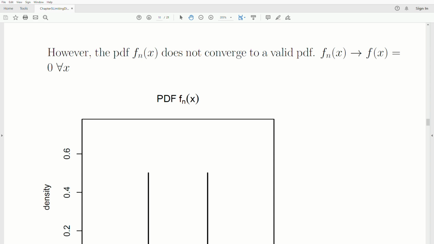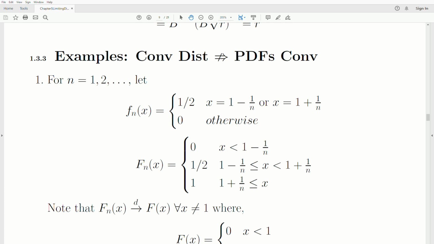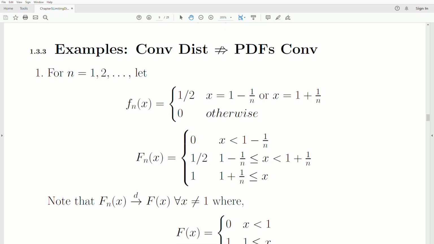So let's jump into today's topic where we left off, and it was this example. Now, this example illustrates why we use CDFs when we're looking at convergence in distribution instead of PDFs, because PDFs don't often behave nicely, so we can't use them. So we have to use CDFs. And this is an example to show that even though the CDFs converge to a nice CDF, the PDFs don't converge to a nice PDF.